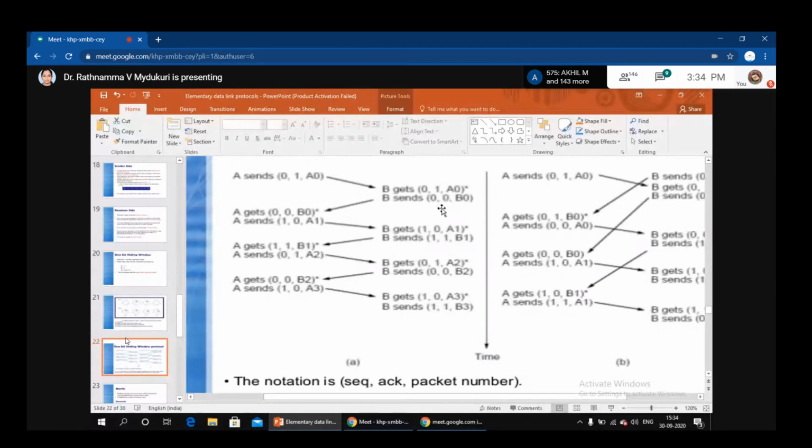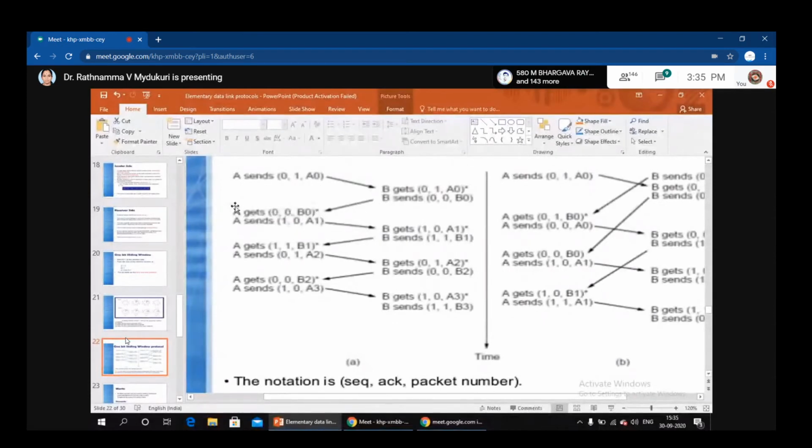The second field, answer to my question. What is the second field? Acknowledgement. This is the acknowledgement of this one, A0. So 0. Now this is the 0th packet sent by B. Now it is received by the sender.